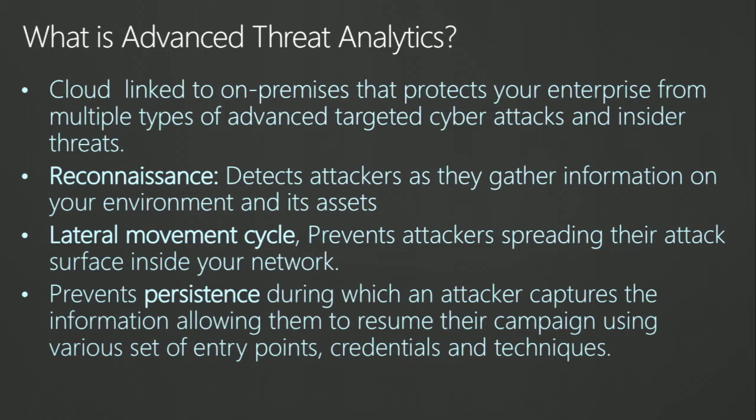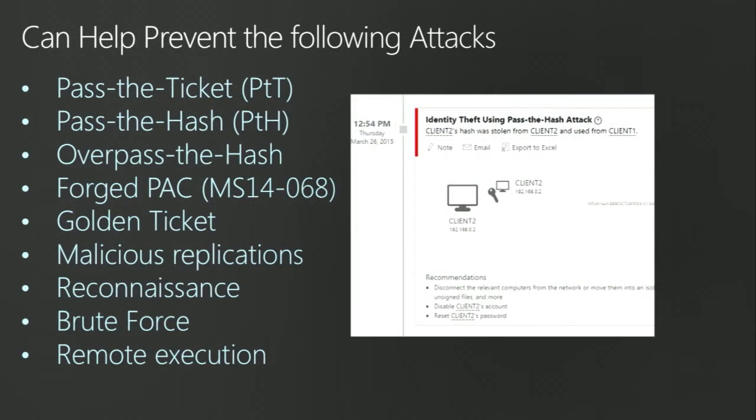But what you're also trying to avoid is persistence. So with persistence, of course, a typical type of attack is an advanced persistent threat. So it's the kind of threat that just doesn't want to go away. So the types of attacks that ATA can help defend against include things like pass the ticket, pass the hash, all of these types of attacks here.